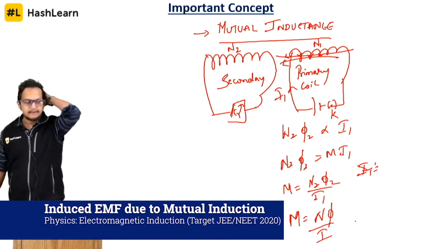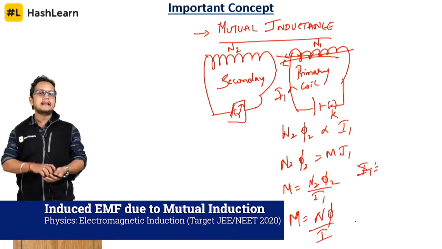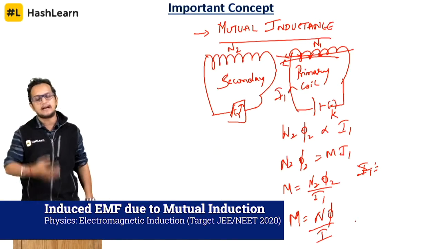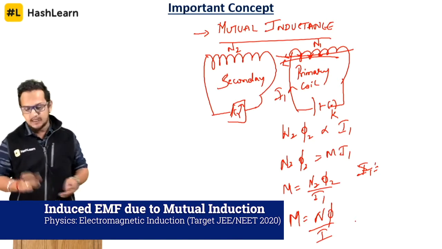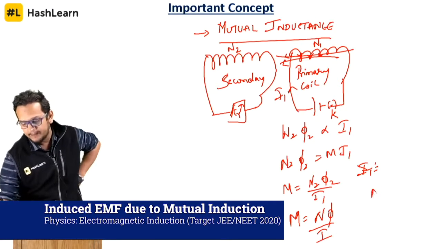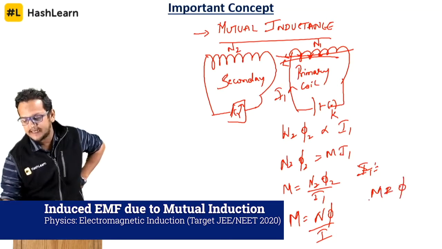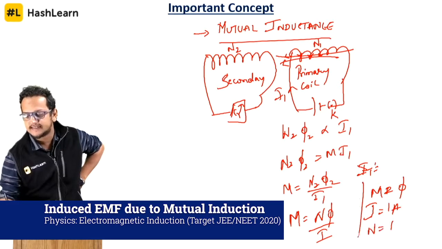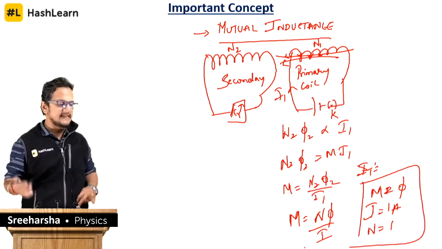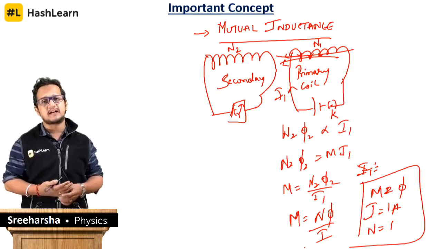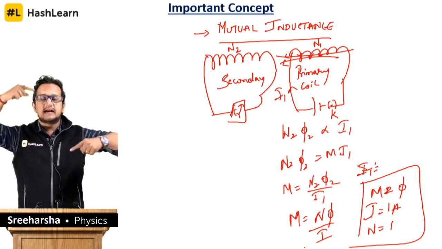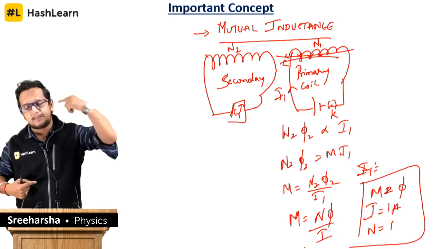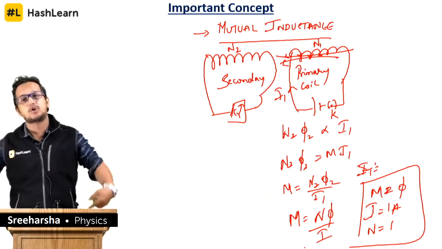In general, M is equal to N phi by I, where N is the number of turns, phi is the flux and I is the current. So we can say M is equal to the flux induced when I is equal to 1 ampere and the number of turns is equal to 1. This is very similar to self-inductance, but the difference is that the current is moving in one coil, and there is an induced EMF opposing the growth of the current in that coil.